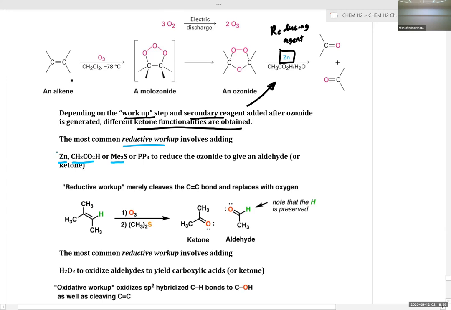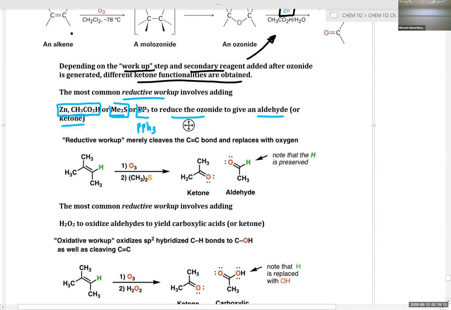Zinc and acetic acid as a pair, dimethyl sulfide, or triphenylphosphine, which is PPh3, can be used to reduce the ozonide, and this gives an aldehyde or a ketone. So in our reductive workup, we generate an aldehyde product.